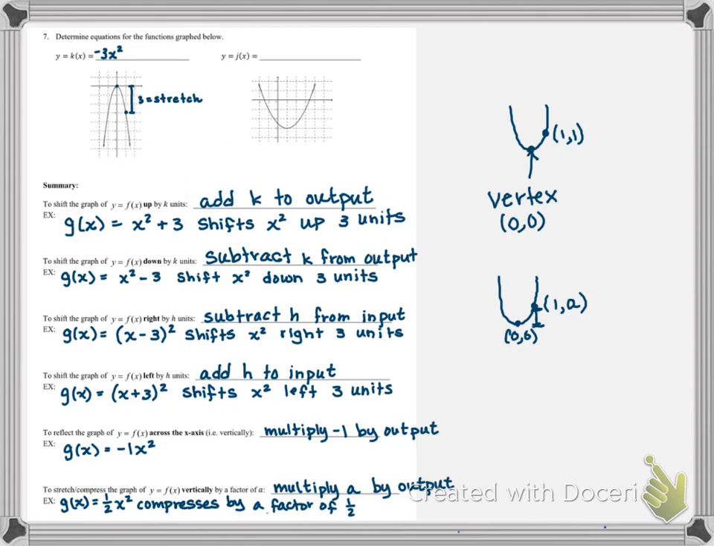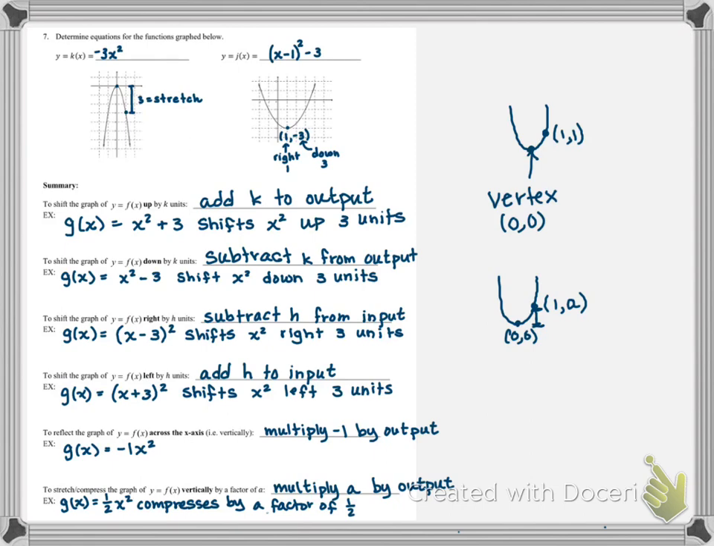What about j of x? Has that been shifted? It has, right? So my vertex in this case is the point 1, negative 3. So this is right 1 and down 3. So if I want to go right 1, I'm going to start with my input, which is x. I have to subtract 1 before squaring. Then I square and subtract 3 to go down 3.